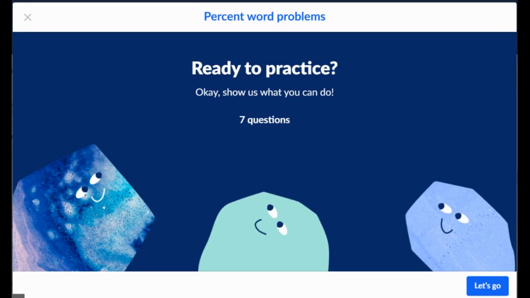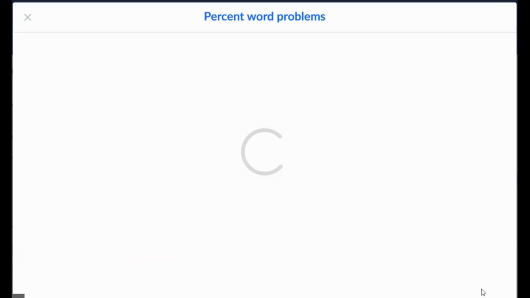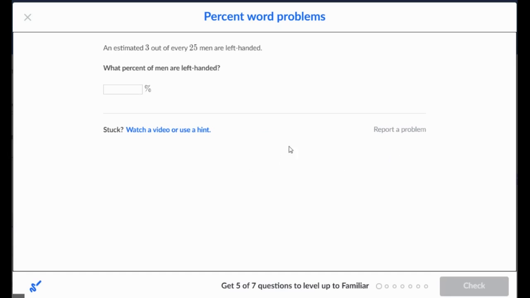In this video, we're going to be continuing our conversation of percents, and this is percent word problems in 6th grade on the Khan Academy. So it says an estimated 3 out of every 25 men are left-handed.